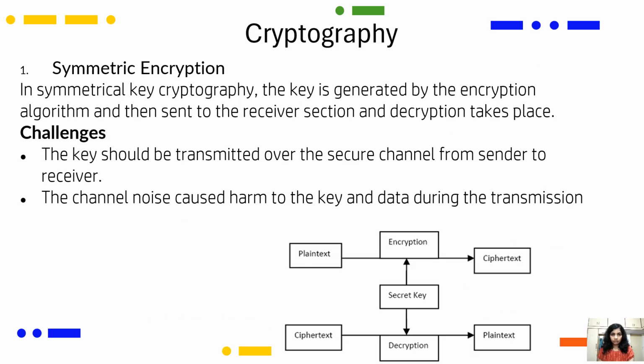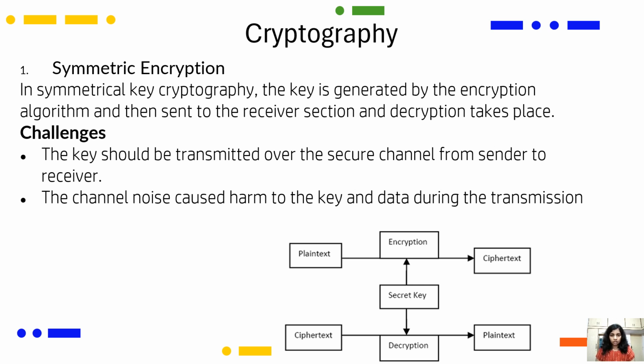The symmetric encryption. In symmetric key cryptography, the key is generated by the encryption algorithm and then sent to the receiver section, where the decryption takes place. So the encryption algorithm will generate the key through which we can decode the plain text, and this is sent to the receiver section and the decryption will take place there.